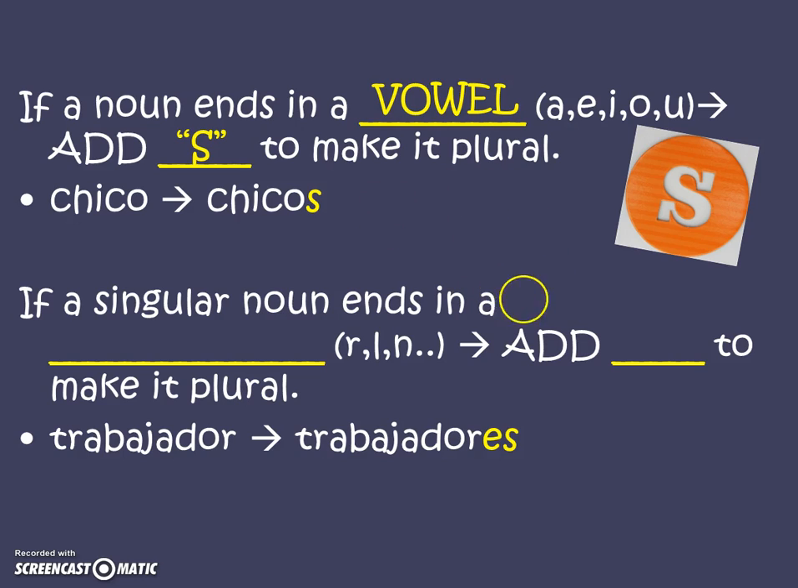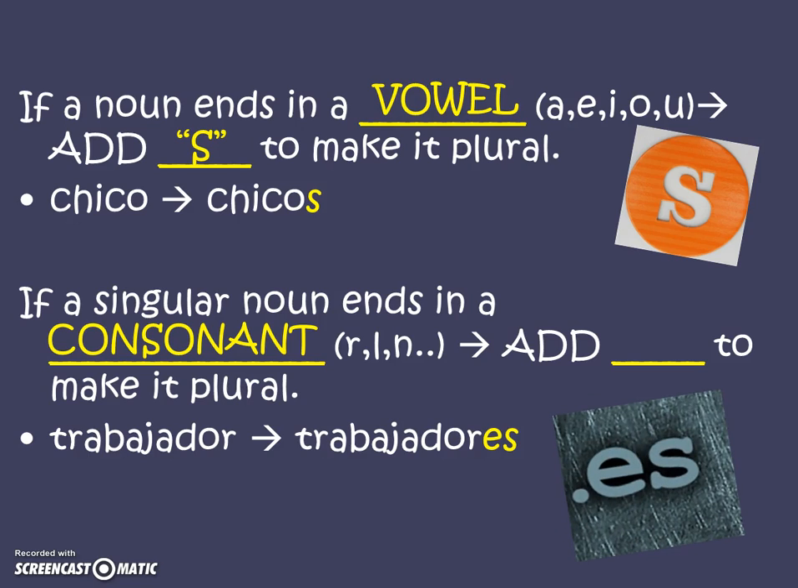Now, moving on to the second part. If a singular noun ends in a consonant, so an R, an L, an N, etc., you are going to add ES to make it plural. Okay? So if it ends in a vowel, all you're going to do is add an S. And if it ends in a consonant, you're going to add ES to make those plural.